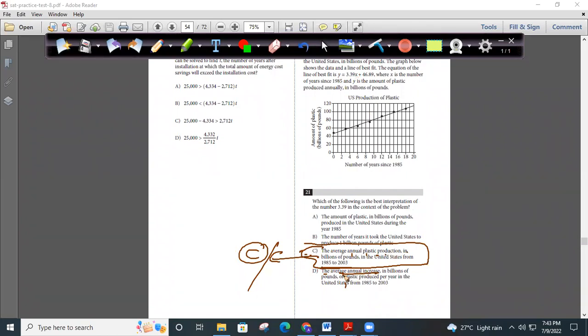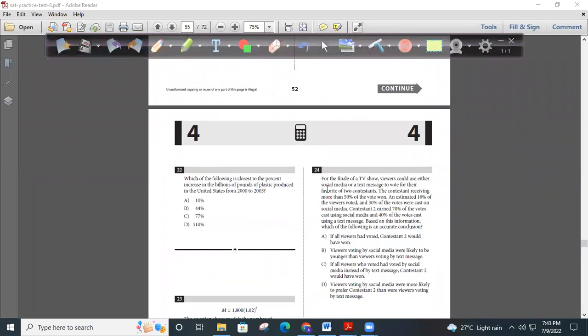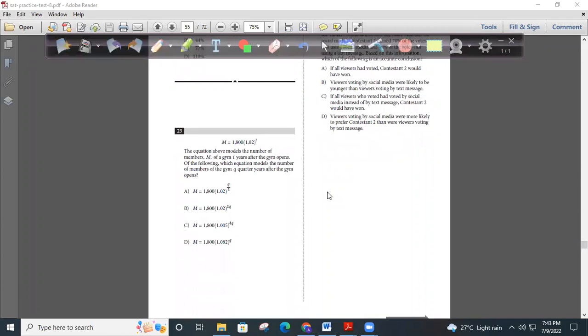The average annual, what is the change in y? Y here is this one. Average annual increase per year. This is the increase, not the production. Between C and D, SAT always says, please select the best possible option. The average annual increase in billions of pounds of plastic produced per year in the United States from 1985 to 2003. So definitely D for Delhi. D for Delhi should be your 100% correct answer. Most of you marked D for Delhi, but some of you gave B or C or some other option. You need to identify why you are making mistakes here.